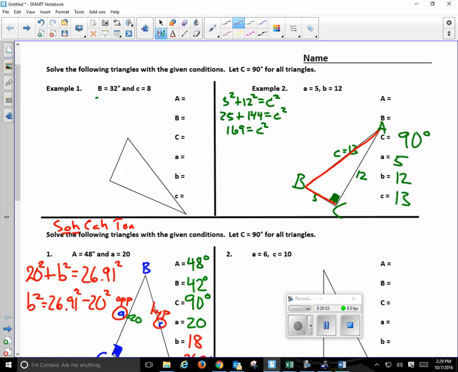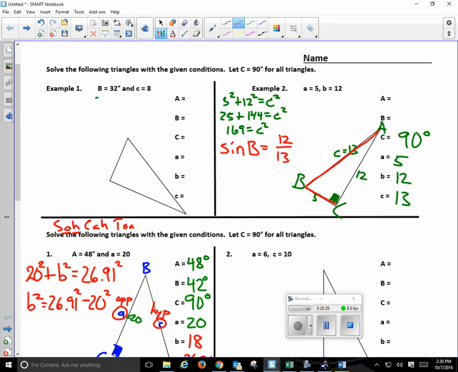She's going to write sine of angle B is equal to. Okay, so if I want to use sine, do I use opposite, adjacent, or hypotenuse? I use opposite. Well, what's opposite B? 12. Sine is opposite over hypotenuse. What's the hypotenuse? 13.